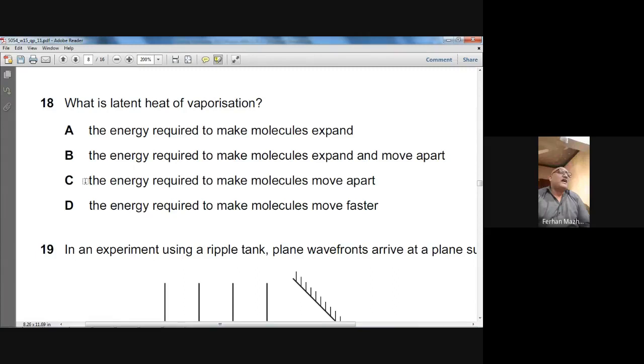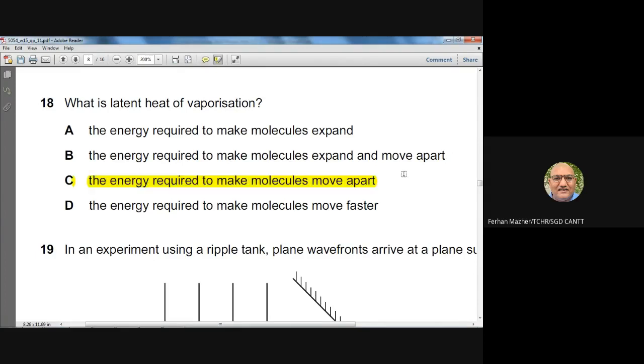And choice D is the energy required to make the molecules move faster. If the molecules move faster, their kinetic energy will change, which means the temperature has changed. During the latent heat, during the state change, the temperature does not change, the speed of the particles does not change, the kinetic energy of the particles does not change. So D cannot be the answer. C looks the best option. Question number 18, C is the best answer, my dear students.